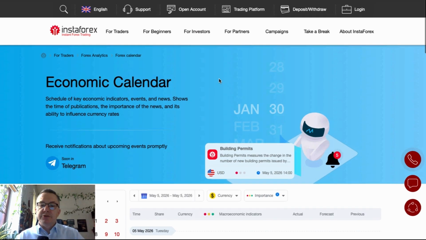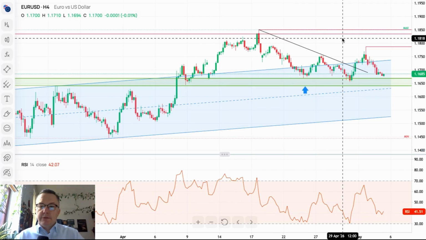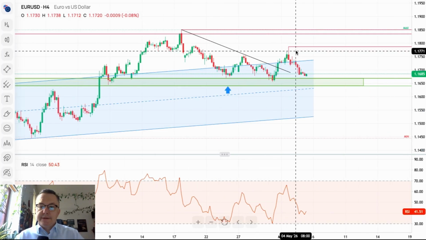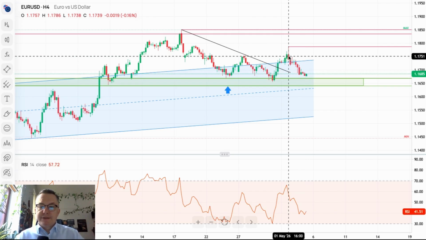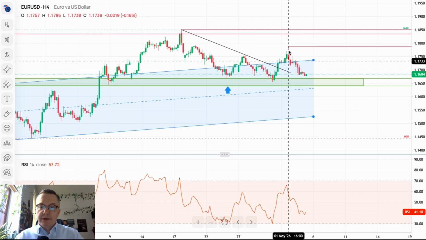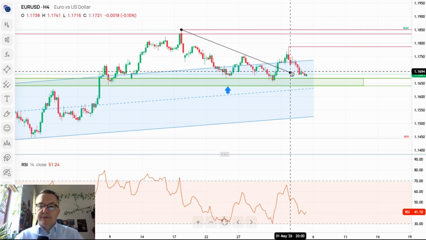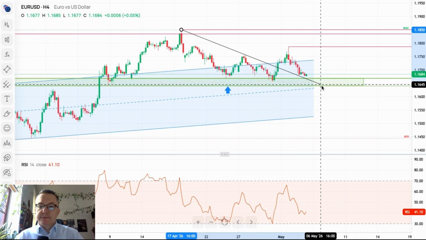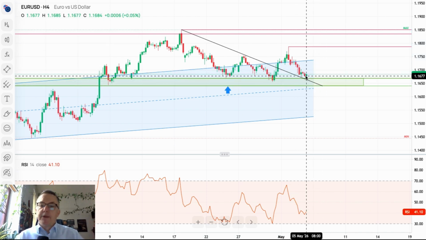We are going to switch to the technical part now, and we start with Euro Dollar. So the Euro Dollar 4-hour time frame chart is moving lower after the local high at 1.1786 has been made, and a bearish engulfing pattern, some kind of a pin bar bearish pattern as well, has been made at this level. So we are now sitting just above the trend line.